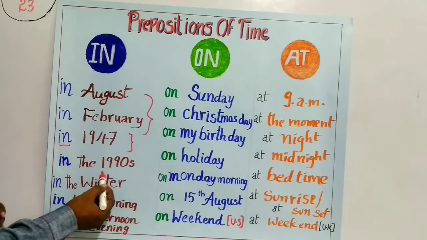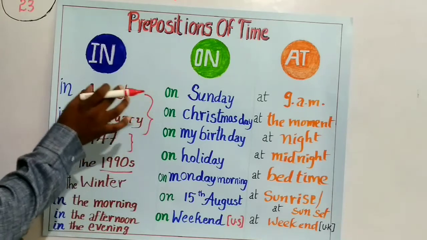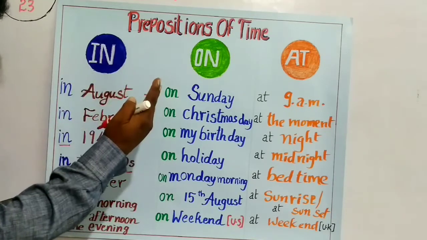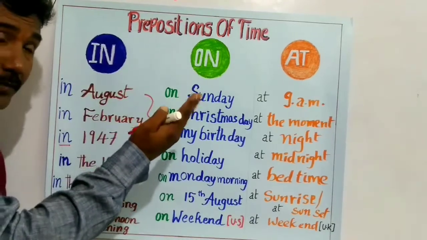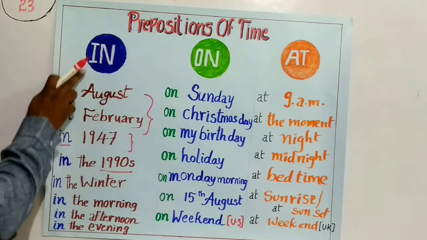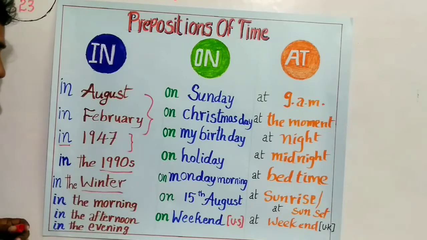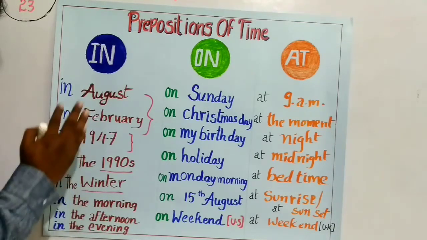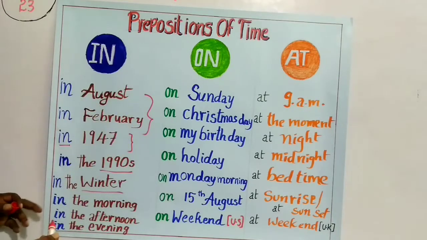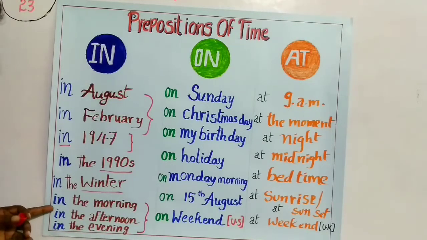Next we go for decades. For decades also we should use the preposition in. In the 90s, in the 80s, in the 70s, like that. And next, the preposition in is also used with the names of seasons. Of course, in the winter, in the summer, in the autumn.